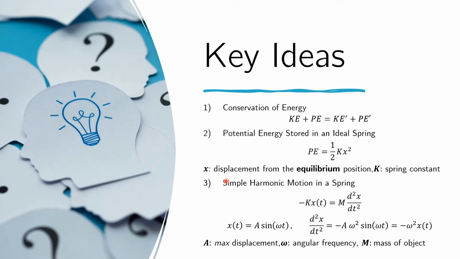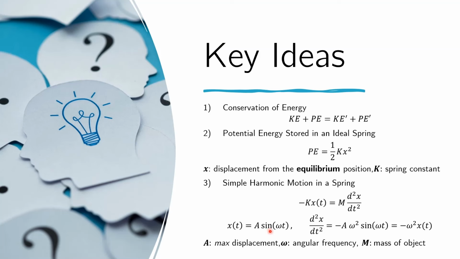We also make use of the idea of simple harmonic motion in a spring. Just to recap, this is the differential equation that describes the motion of a spring in simple harmonic motion. On this side is the force due to the spring, from Hooke's law. It is just the negative of the spring constant times the displacement from the equilibrium position of the spring. And on this side, it's just the mass times the acceleration. We know that the solution to this is actually a sinusoidal function with a constant here.